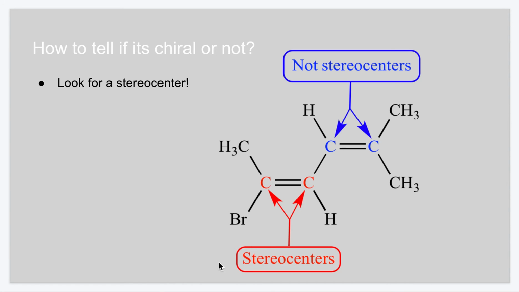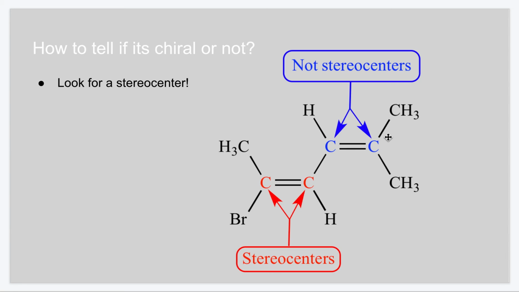For example, here we have 2 stereocenters. So what makes this a stereocenter? It is bonded to different groups: H3C over here, bromine, and then a carbon. All three of these groups are completely different, so they're not the same.